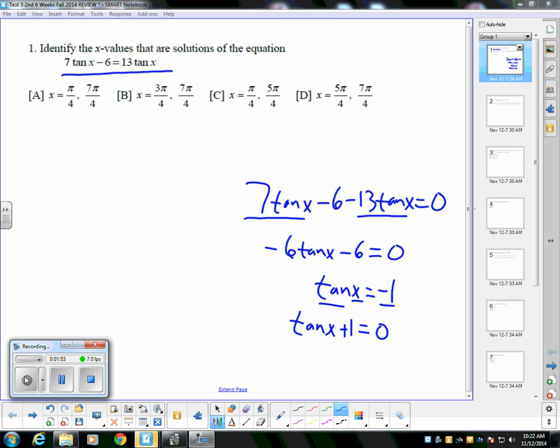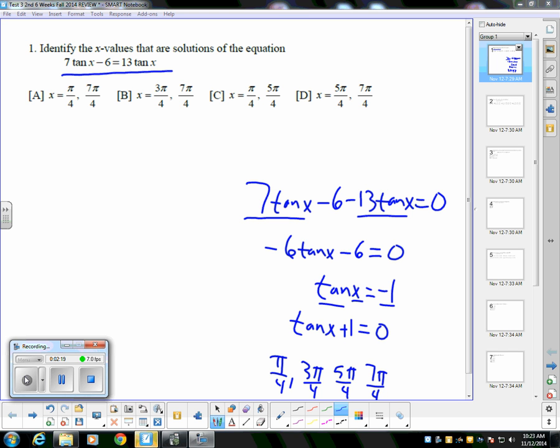negative 1. Well, the only places you're going to have a tangent of 1 on the unit circle is at pi over 4, 3 pi over 4, 5 pi over 4, and 7 pi over 4. Those are the only places on the unit circle where you're going to have a tangent of 1. Now, we don't want a tangent of 1. We want a tangent of negative 1, don't we?